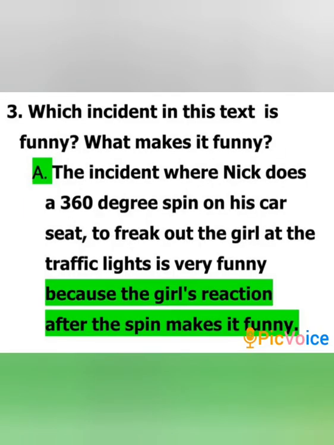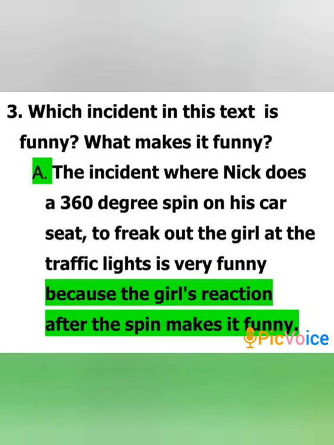The third question. Which incident in this text is funny or do you find funny? What makes it funny? Now, the answer for this question can also be found in the text or the passage. It is mentioned in the last part of the passage. So, how should you begin your answer? The incident where Nick does a 360-degree spin on his car seat to freak out the girl at the traffic lights is very funny. Now, here comes the reason.